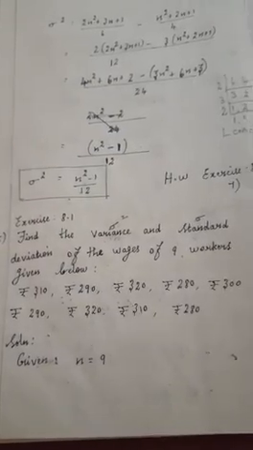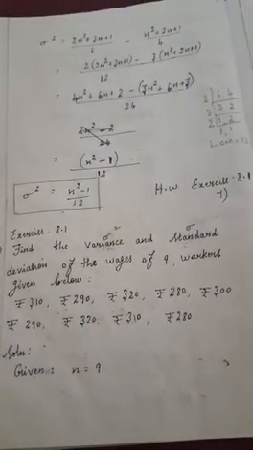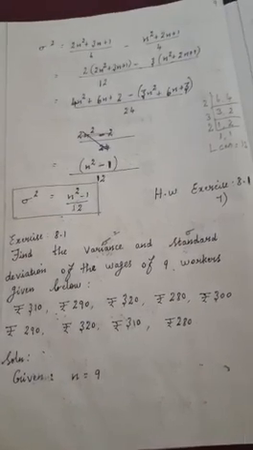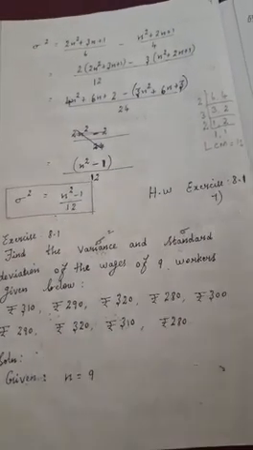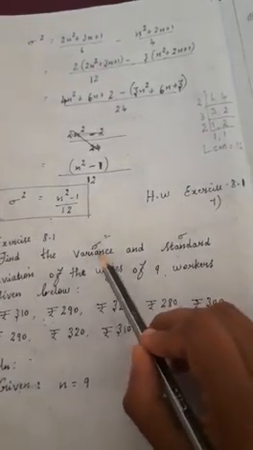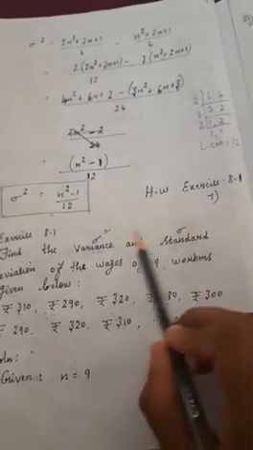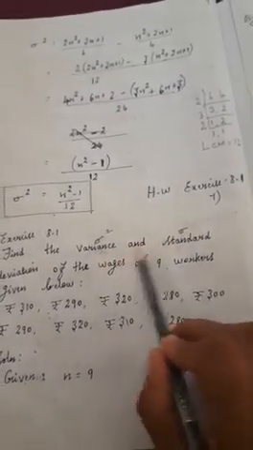Now let us see exercise 8.1, fifth question. Find the variance and standard deviation of the wages of 9 workers given below. In this question, one data set is given. For this given data, they have asked us to find the variance, that means the sigma square value, and the standard deviation, the sigma value. We know that both use the same formula, so we only have to use one.